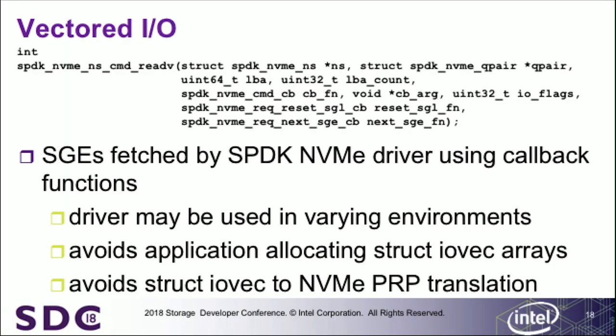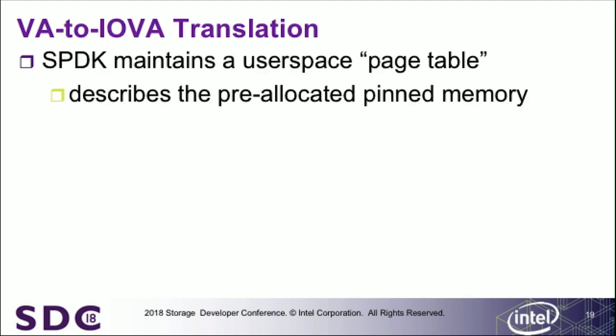These work for both PRP and scatter-gather. Basically, when the driver is getting ready to fill out the payload, whether it's PRP or SGLs for NVMe over Fabrics, it'll call back up to the submitter to get each scatter-gather element. And so we felt like this would simplify the driver getting used in a bunch of different implementations.